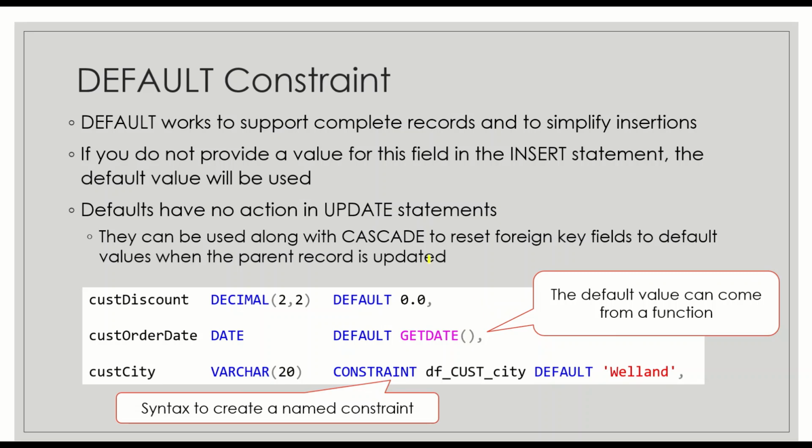Now here are some examples of default constraints. Default works to support complete records and to simplify inserts. If you don't provide a value for that field in an insert statement, then the default value will be used instead. If you want to purposely leave that field null, then you have to explicitly provide the null value. You can't just leave it out. If you leave it out, it uses the default. Defaults have no action in update statements.